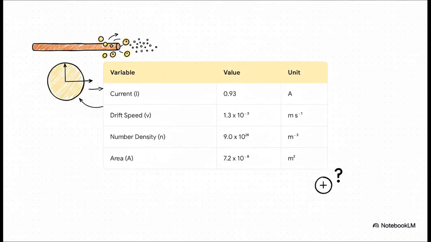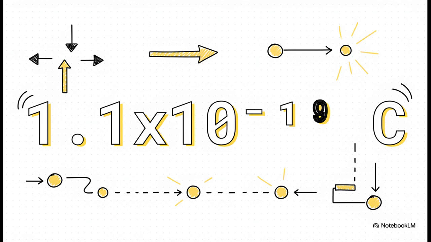They measured the current, the drift speed, the number density, and the area of the wire. Looking at our formula, that gives us I, V, N, and A. The only thing missing is Q, the charge on each carrier. So let's rearrange the formula and use their data to calculate it. Okay, so we rearrange our I equals NAVQ formula to solve for Q. We plug in all the students' numbers, and this is the value we get.